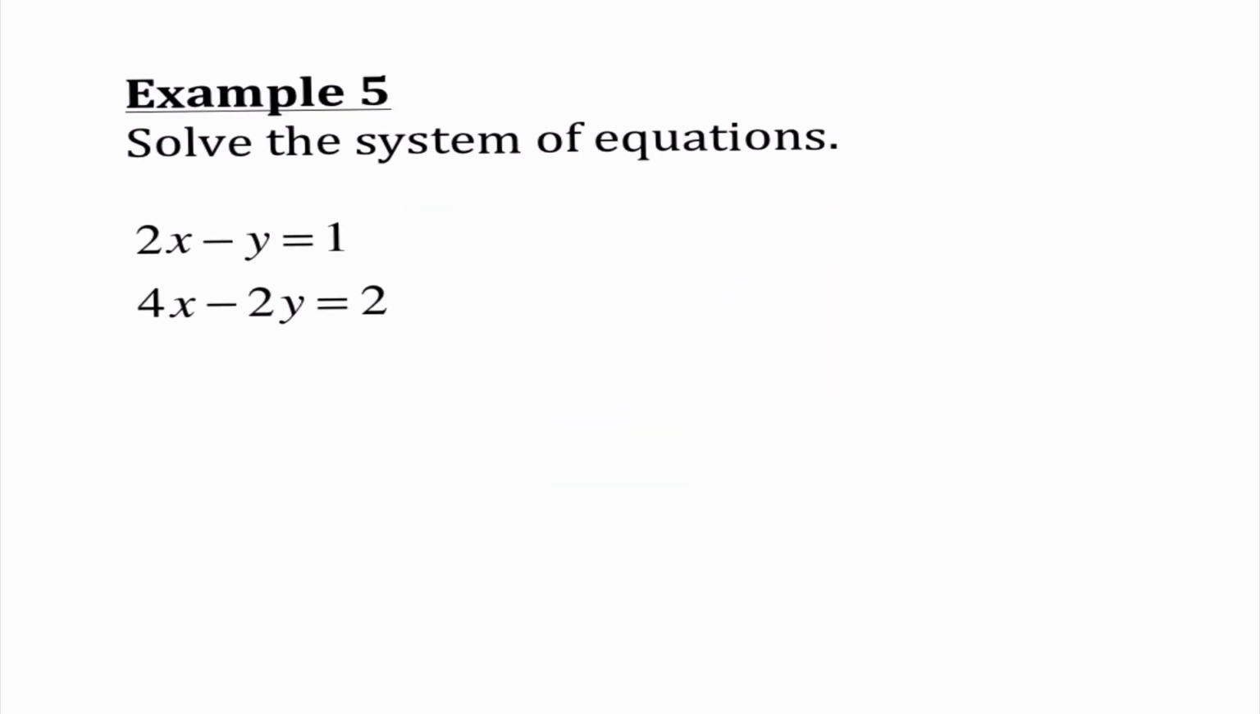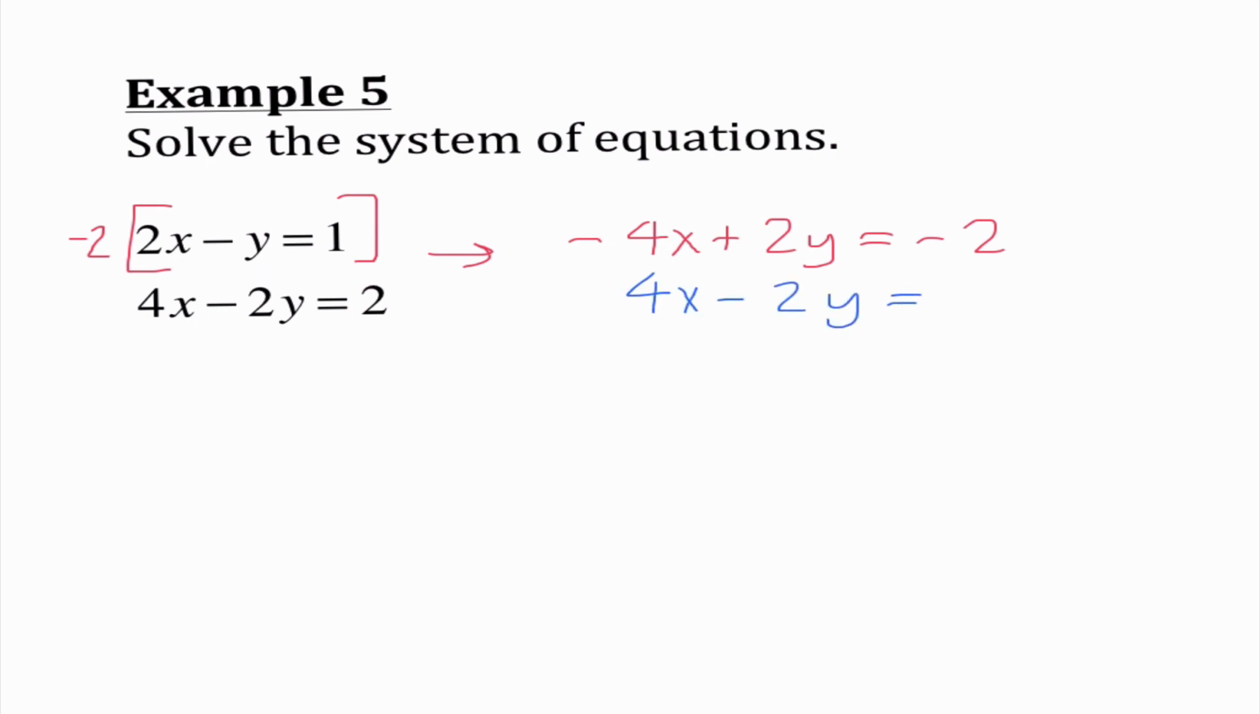And our last problem for the day, example number 5. I'm going to cancel out the x's again, so I need to multiply by negative 2 this time. So I get negative 4x plus 2y equals negative 2. My other equation is going to stay exactly the same. And this time when I add them together, everything cancels out. So I get 0 equals 0. Now I need to ask myself, is this true? Is 0 equal to 0? And obviously the answer is yes.